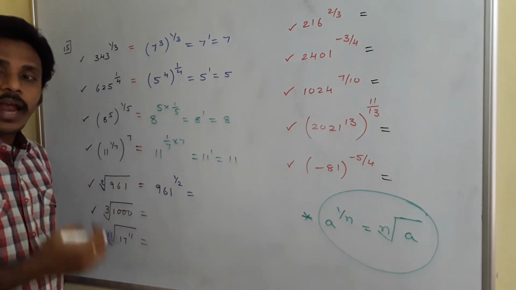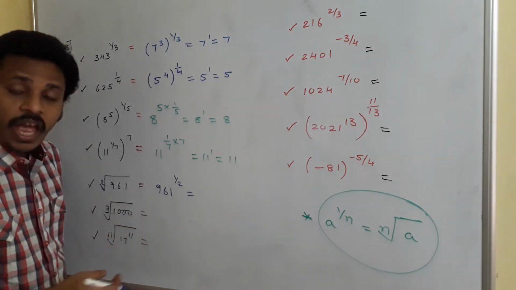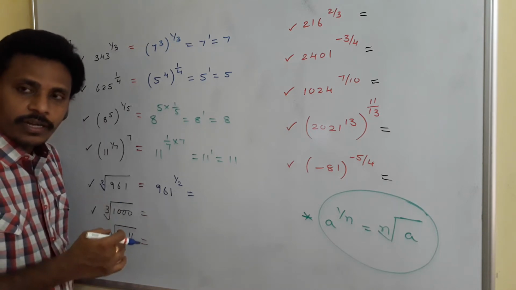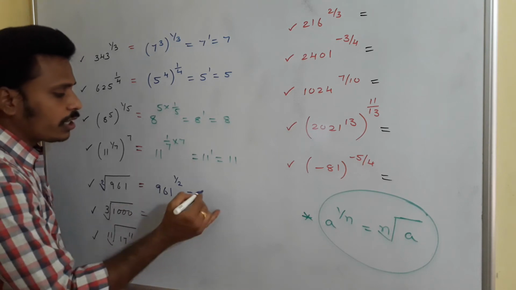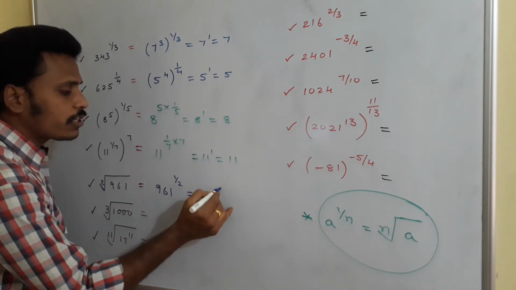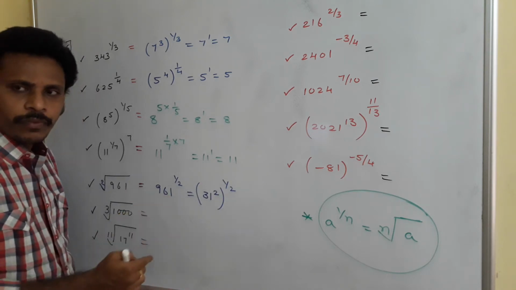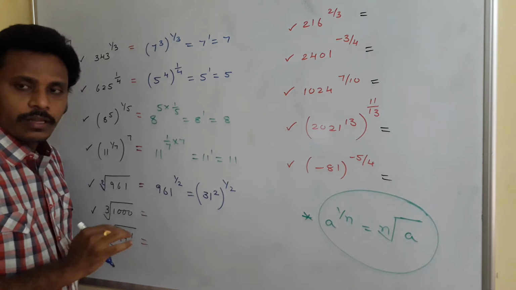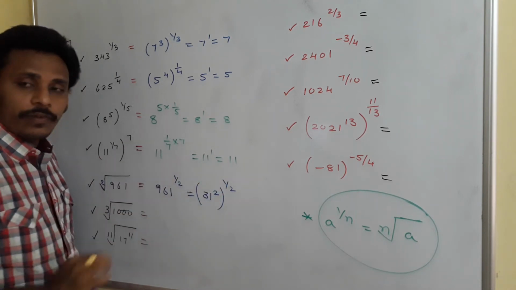Now I need to rewrite this 961 as a power of 2. If you observe, 961 is more than 900, and 30 into 30 is 900. You need to think that way: 961 is 31 square, to the power 1 by 2. If you need, check it: 31 into 31 is 961. I know it and so I am using it. If you don't know, you need to try for some time. Okay? 31 square to the power 1 by 2.